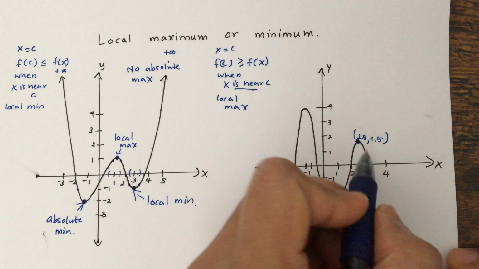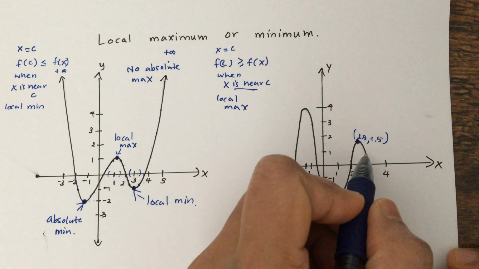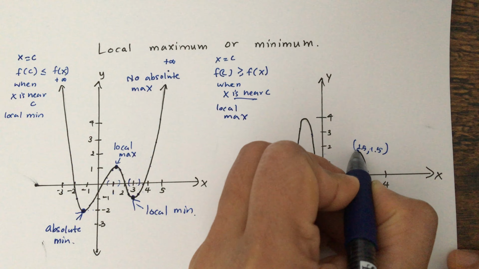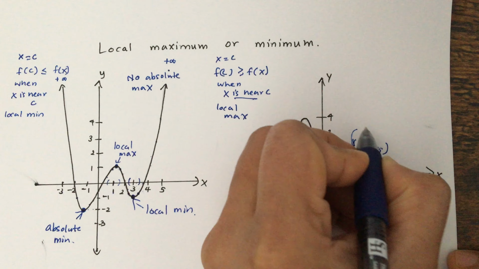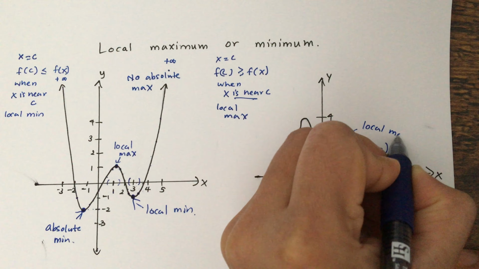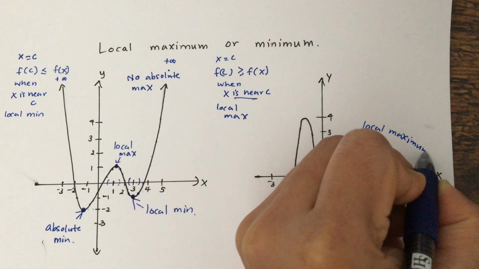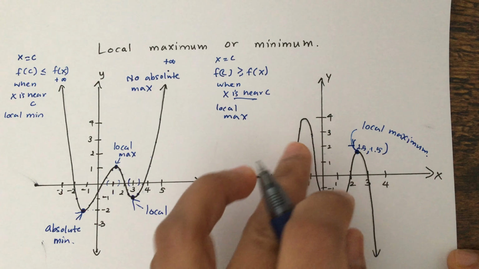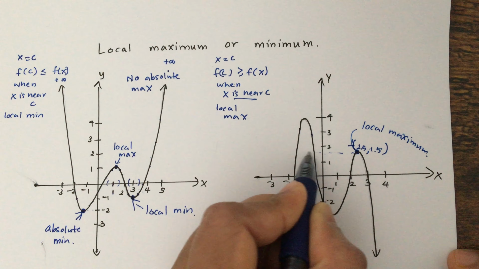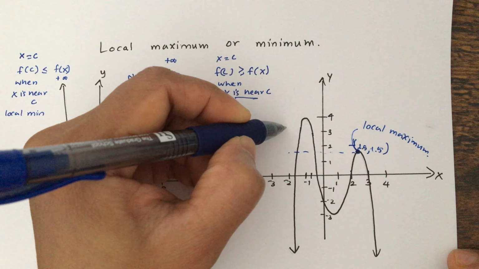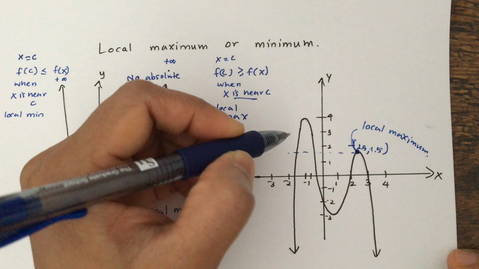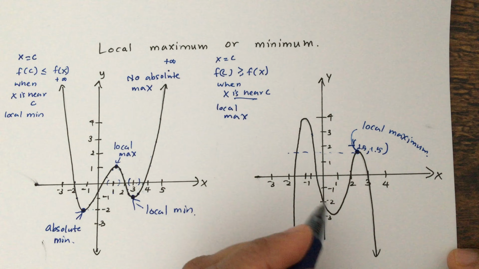So that's why this is not an absolute maximum, but this can be a local minimum. Sorry, local maximum. So this is a local maximum, right? This is a local maximum because of this part. Because of this part, right? The y values are greater than this 1.5. And how about this one?